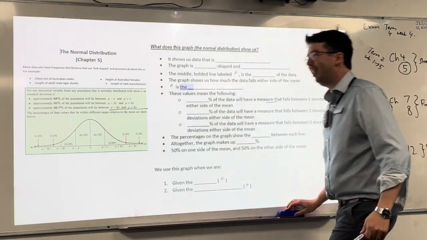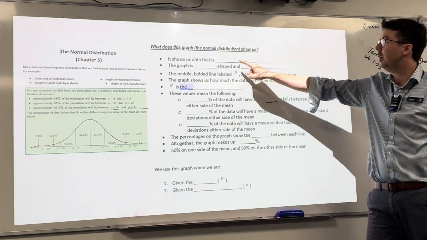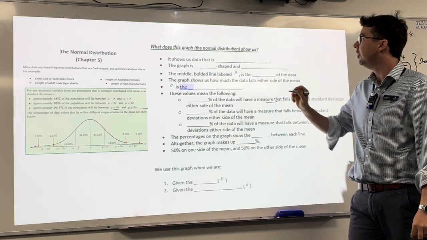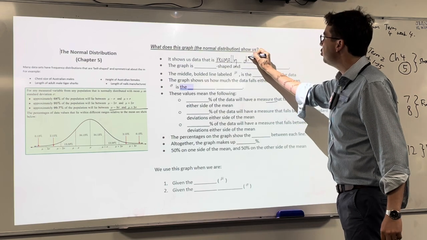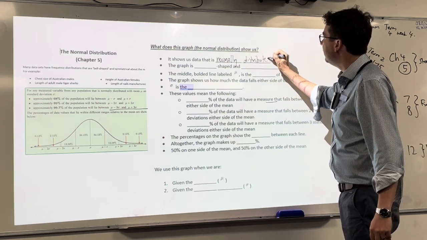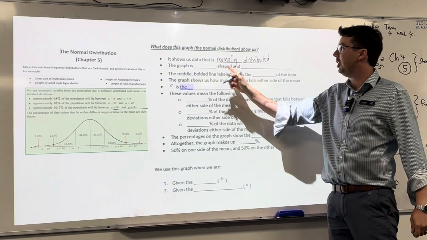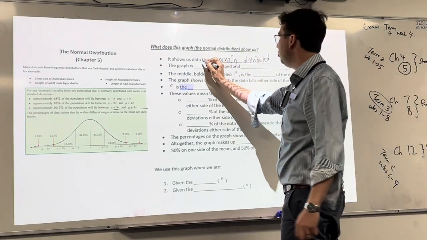Thank you. Alright, what does this graph, the normal distribution, show us? It shows us data that is normally distributed. The graph is blank shaped and blank. Bell shaped and symmetrical, well done.